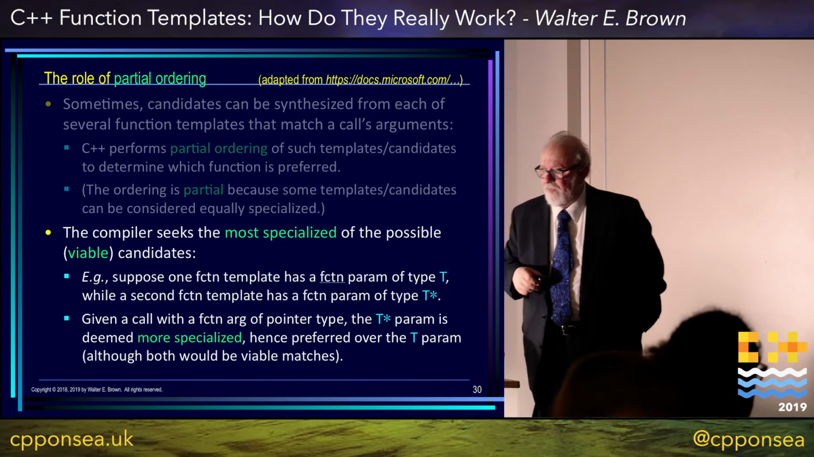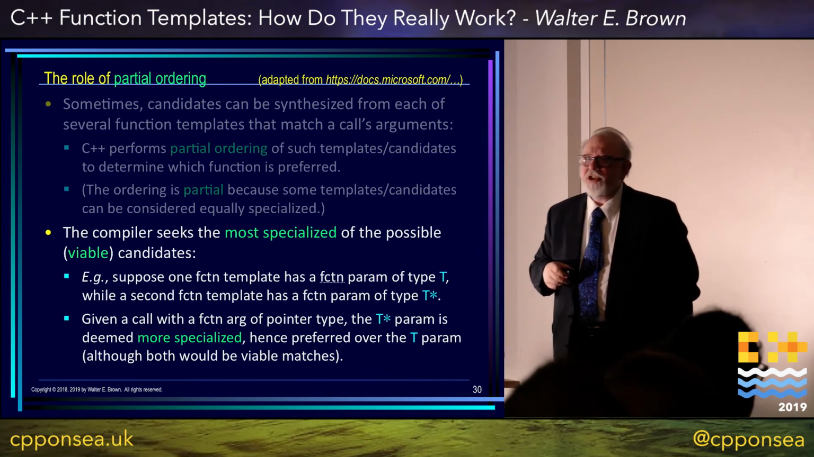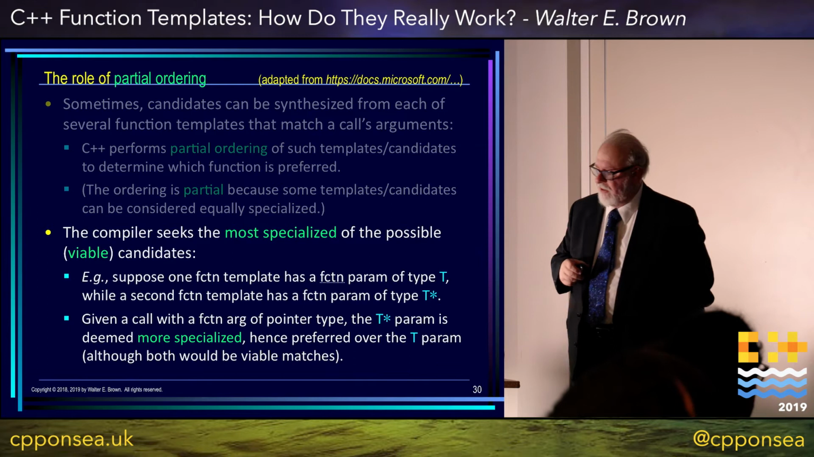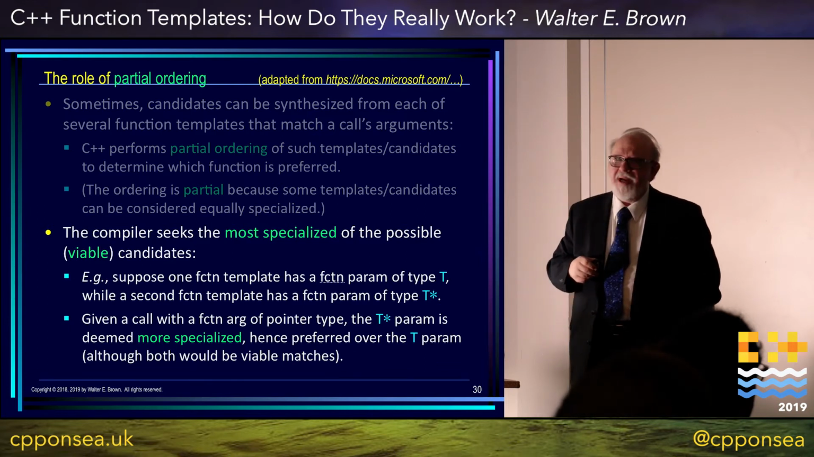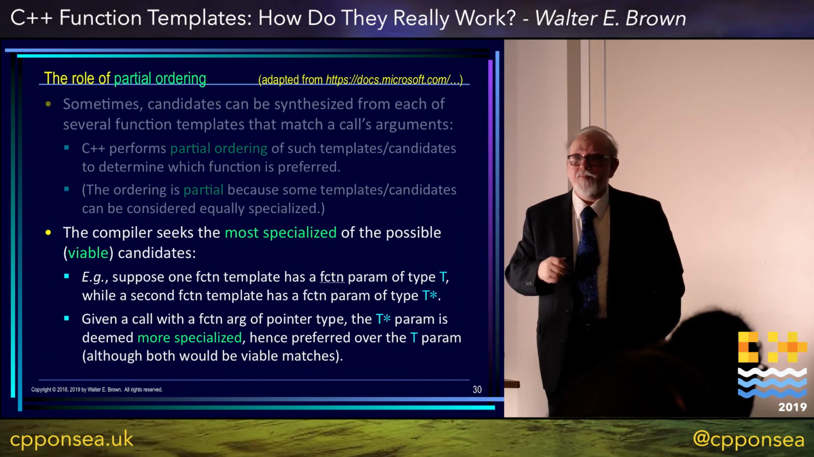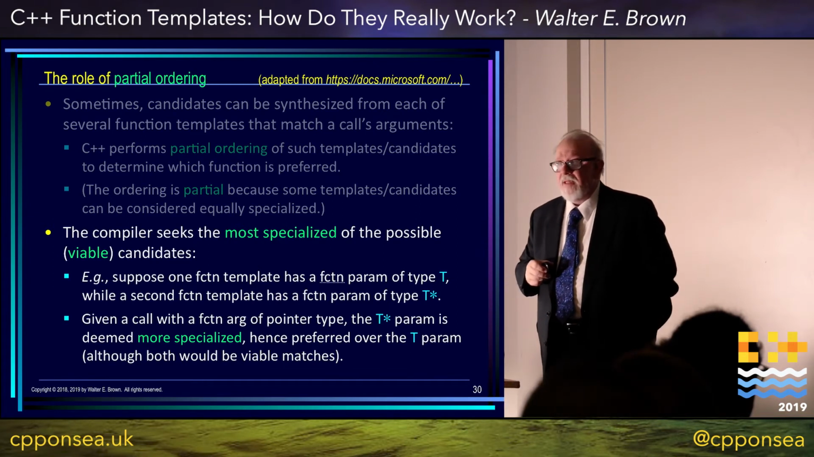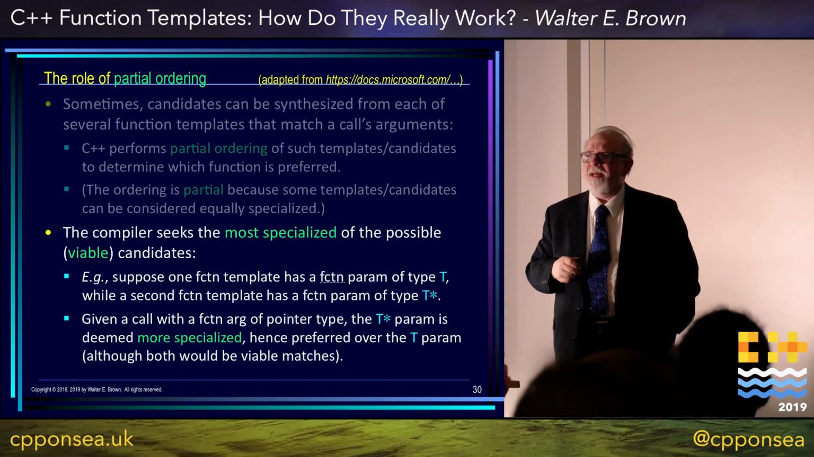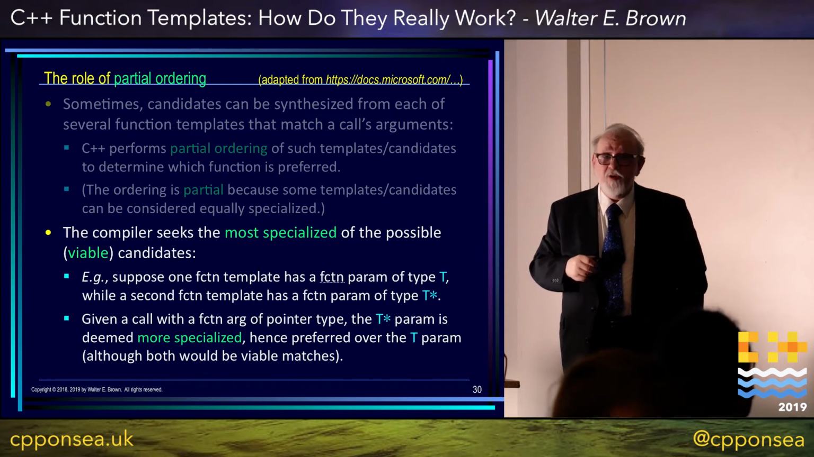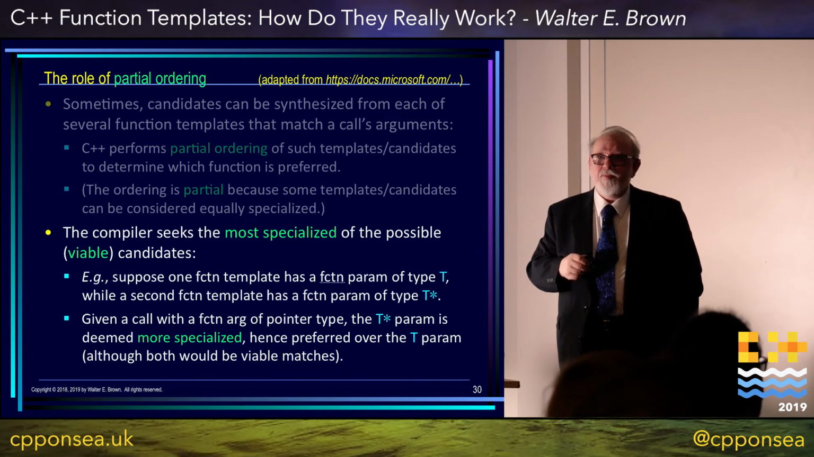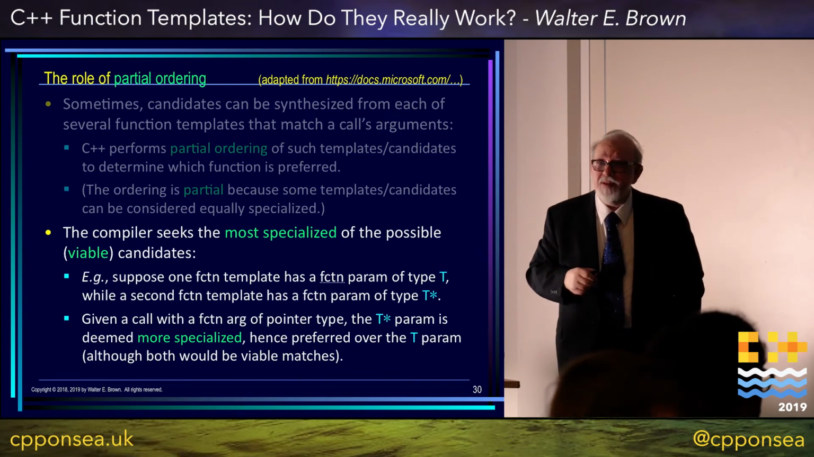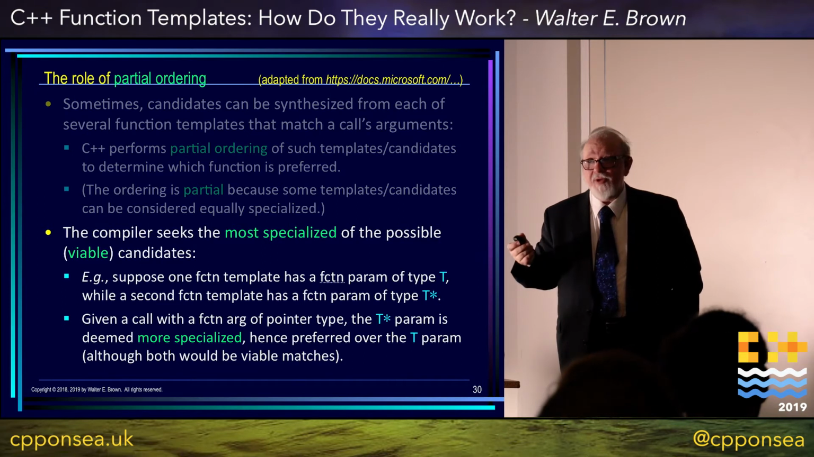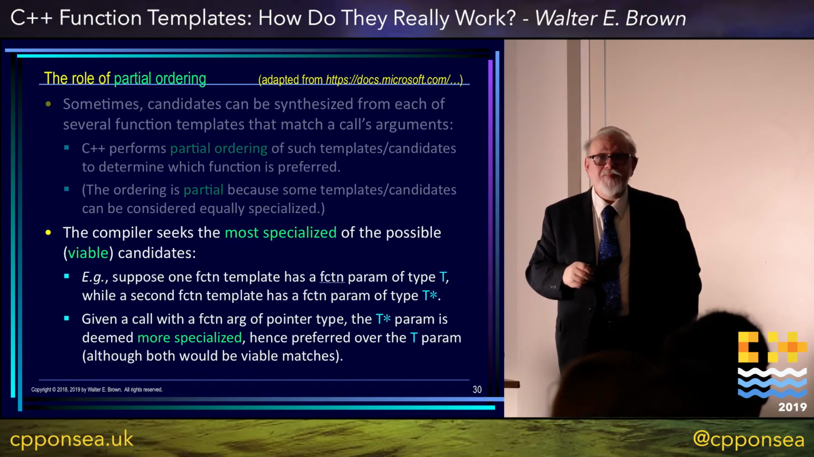So look at this example. Say we have one function template that has a function parameter T, and there's a second function template by the same name that has a function parameter of type T star. Okay? Now suppose I make a call and the argument in the call has a pointer type. Both of those are viable. In the one case, T will be a pointer type. In the other case, T will be the pointee type because the star is already part of the parameter. Okay?